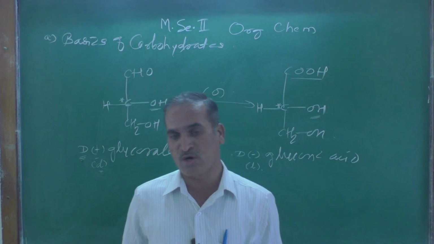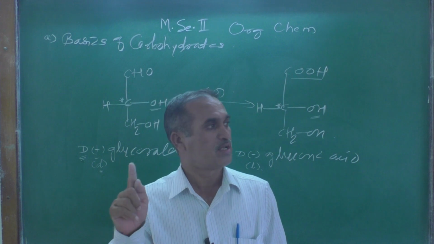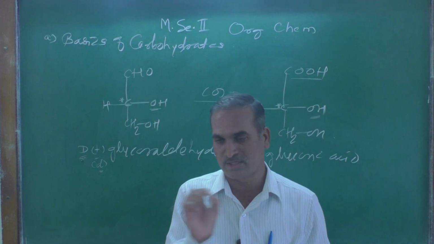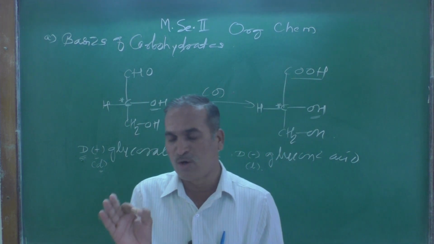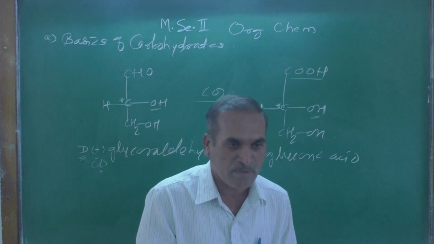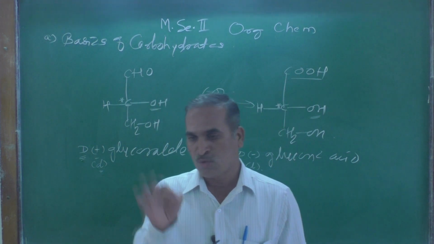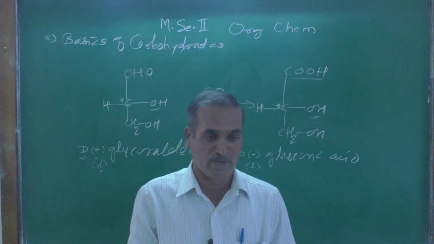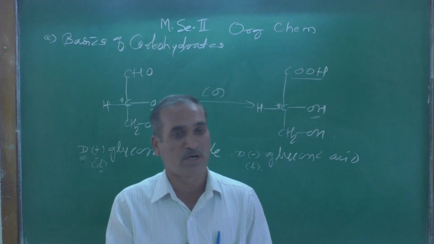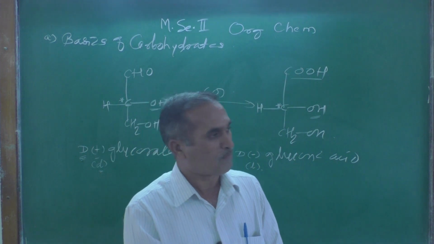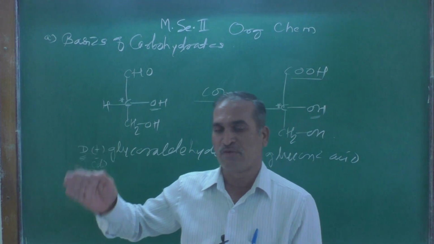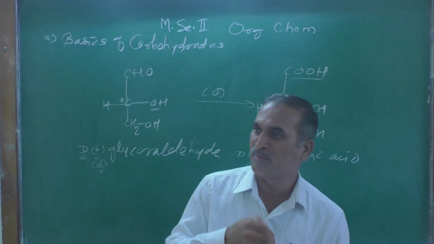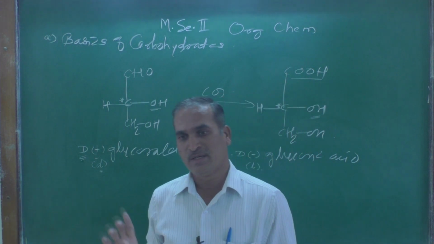And now we know that in glucose there are four chiral centers. So according to the Van't Hoff rule, 2 raised to n is equal to the number of isomers, where n is the number of chiral centers. If you put the value of n in the equation, what do you get? 2 raised to 4 is equal to 16 isomers, and out of those 16 isomers, glucose is one of the optical isomers.